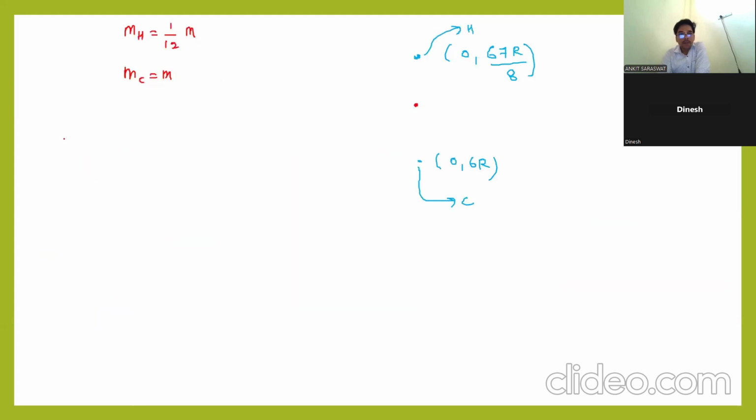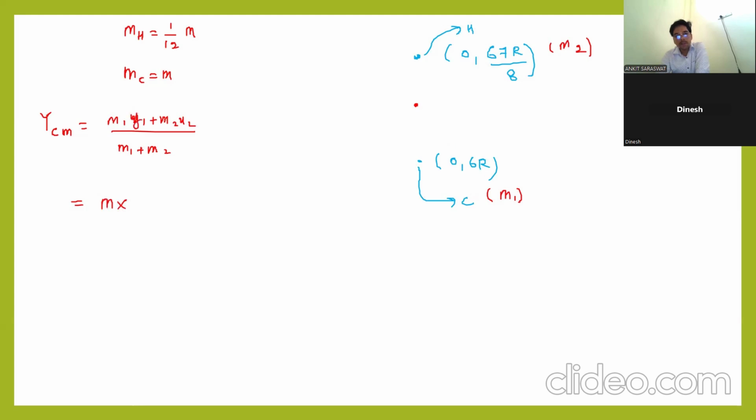Okay, sir. So apply the formula. YCM will be what? XCM is 0. YCM will be M1 Y1 plus M2 Y2 divided by M1 plus M2. Okay, sir. So M1 is how much? You can take M1, this is M1. This is M2. So M1, the mass of the cone, is M.